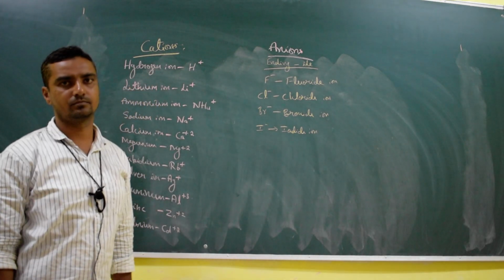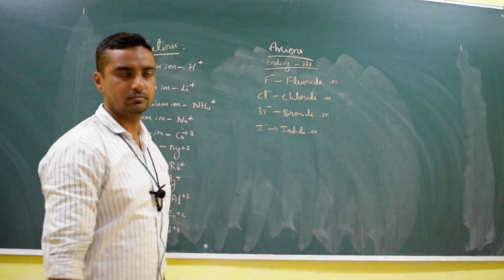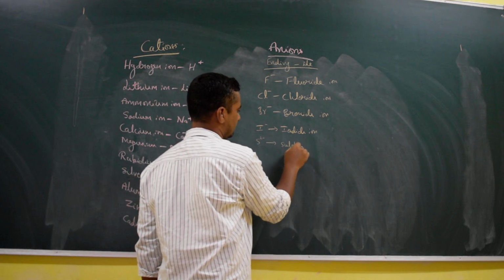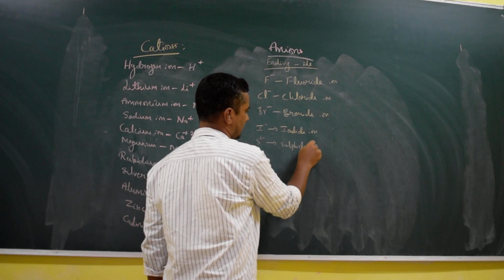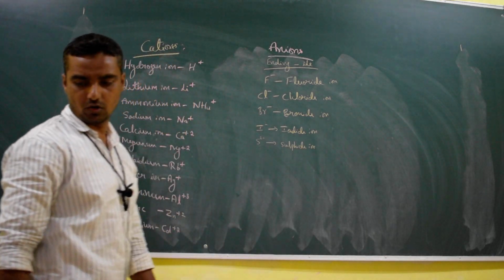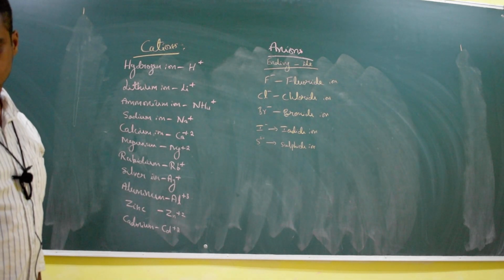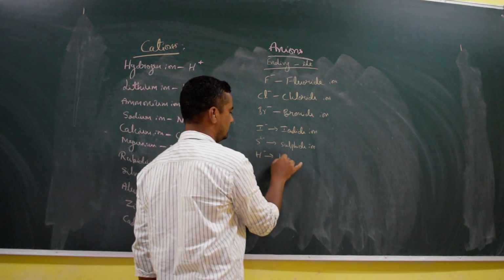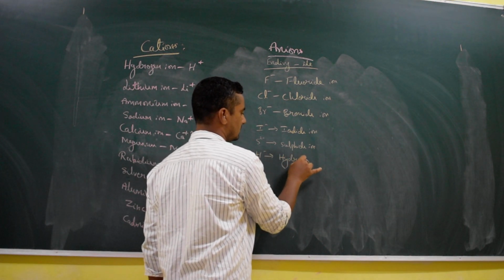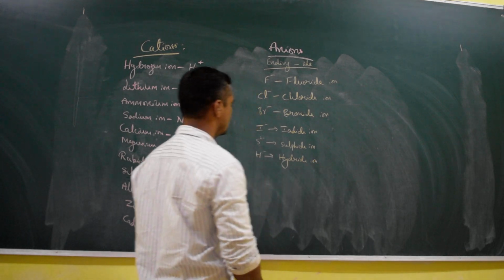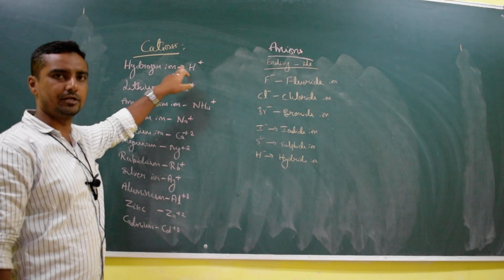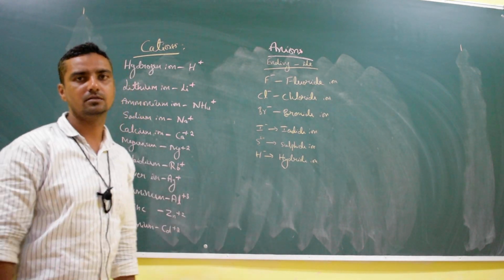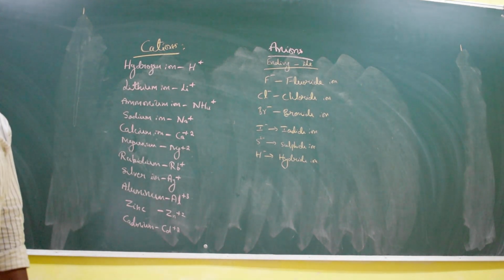It is rich in electrons. This negative sign indicates the richness of electrons. So that is S2 minus, sulfide, the sulfide ion. Then hydride, H minus, the hydride ion. See here, if one electron is less, it will become a hydrogen ion. If one electron is more in the hydrogen atom, it is a hydride ion.